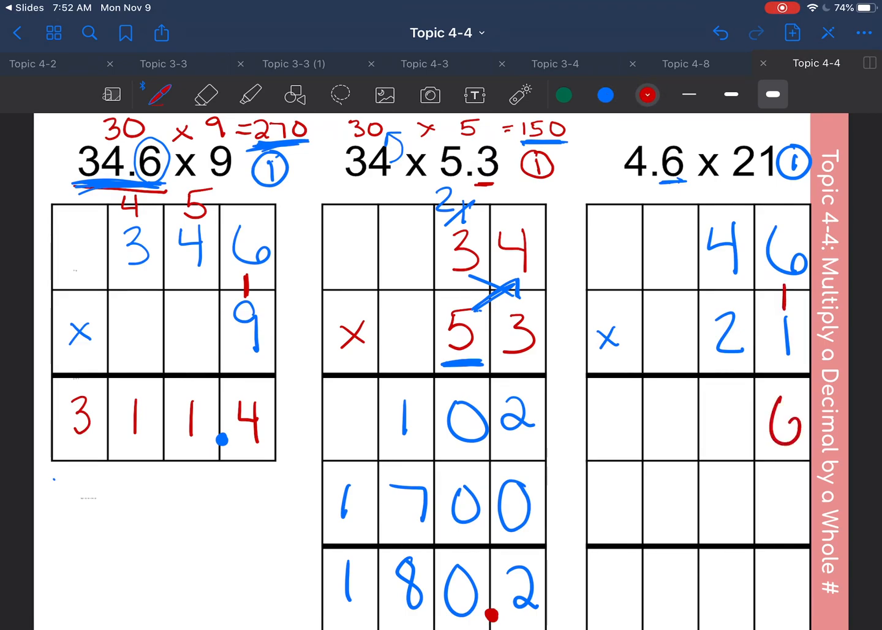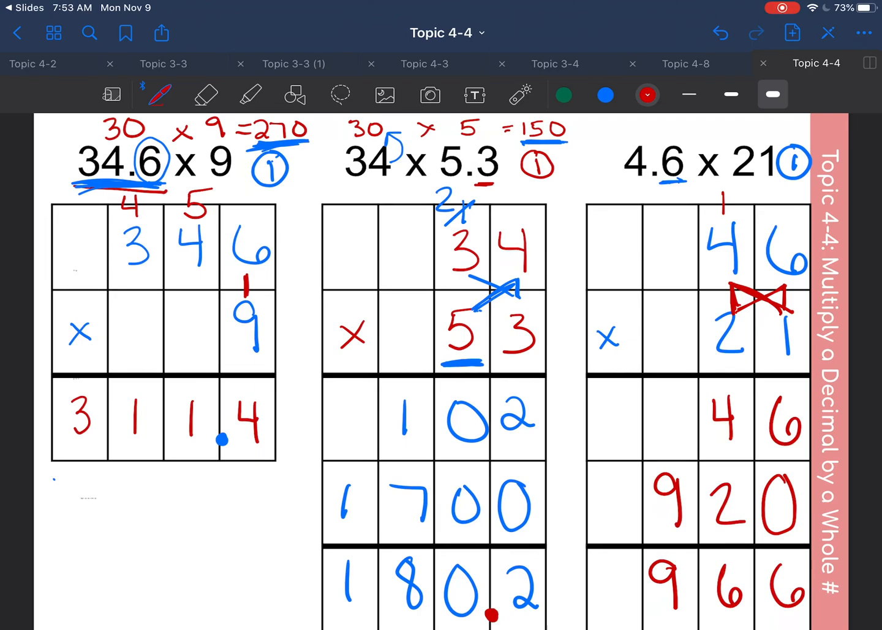So we have 6 times 1 is 6. 4 times 1 is 4. Now we're done with multiplying the 1 by everything, so we're going to the 2, which is in the tens place, so we need a placeholder. 2 times 6 is 12. 4 times 2 is 8, plus 1 is 9. So we add it all up.